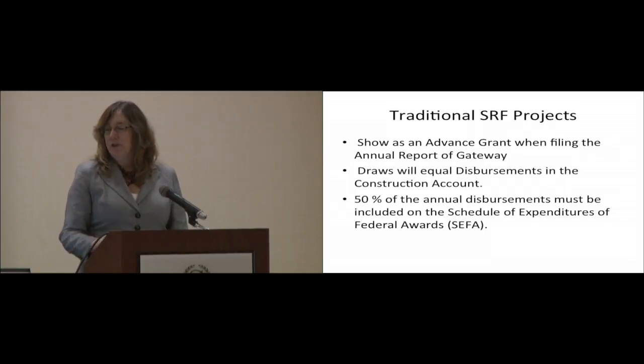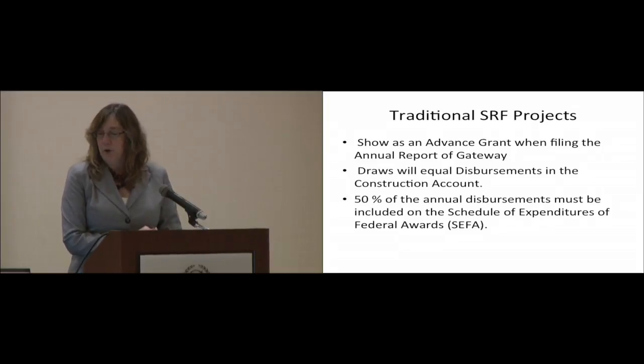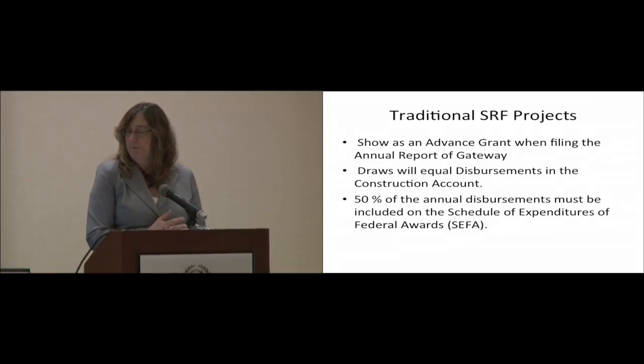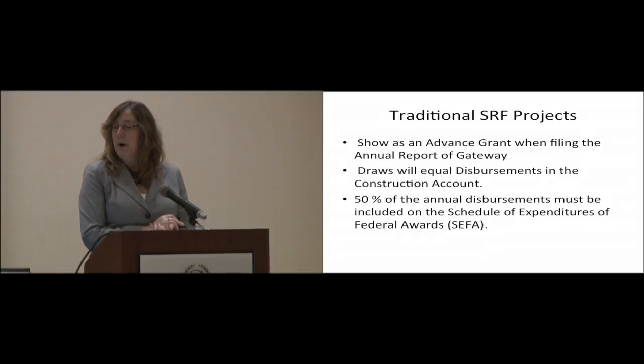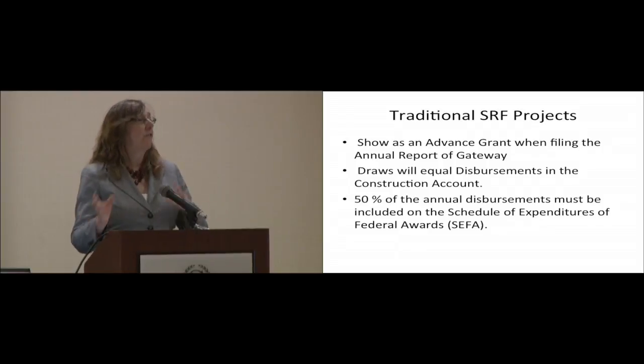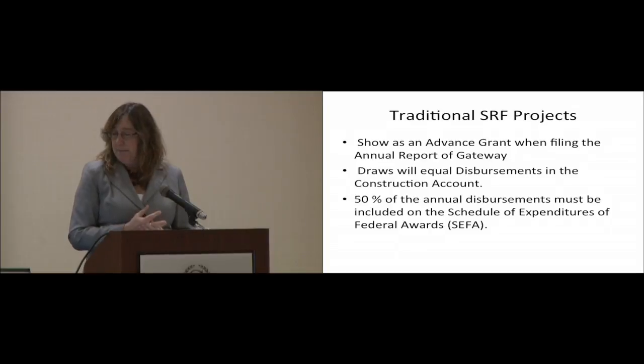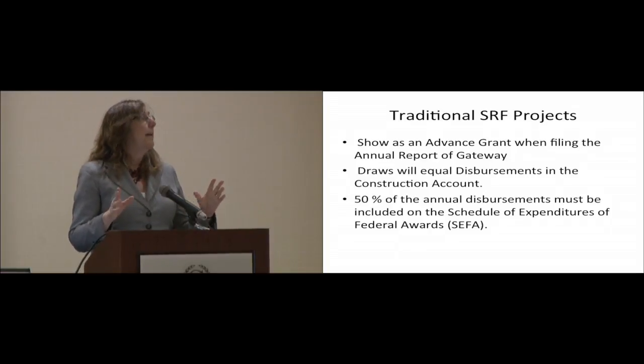So with the traditional SRF project, if you get one of those, when you're filling out your grant schedule on the annual report on Gateway, you're going to check this as an advanced grant. It always asks you if it's an advanced grant or a reimbursement grant, and this is an advanced grant, so you want to check it that way. It is going to use the disbursements to determine what goes on to your schedule of expenditures of federal awards or your SEFA.